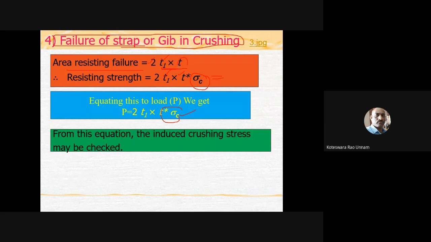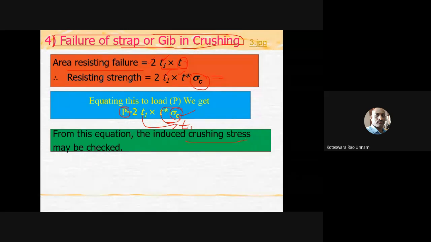Of course, we are not going to modify the T value. We have to modify only T1 based on this equation. So we fix T here, and in place of sigma c we substitute the allowable crushing stress. The load P is given to you. If you solve that equation, again you will get a new dimension for T1. That dimension T1 will give you the safe condition for crushing stress also.